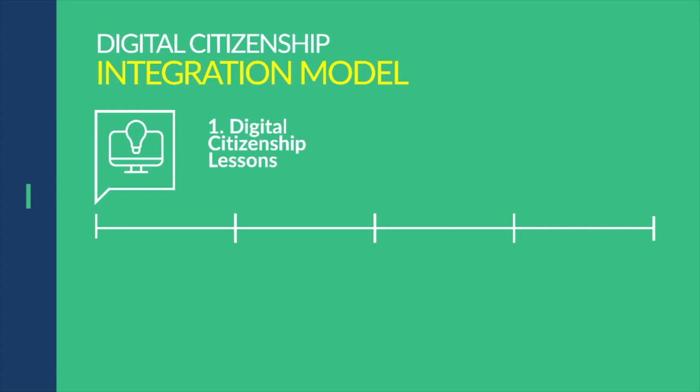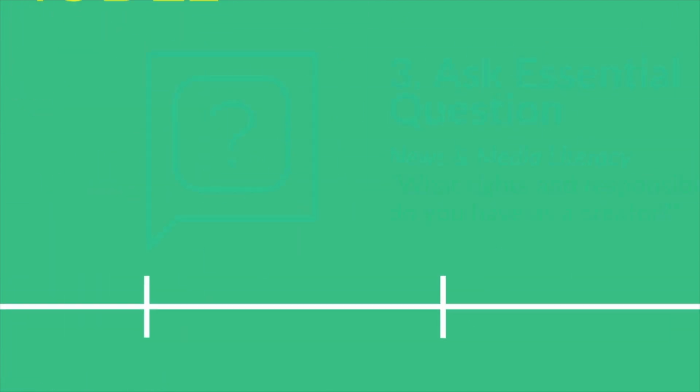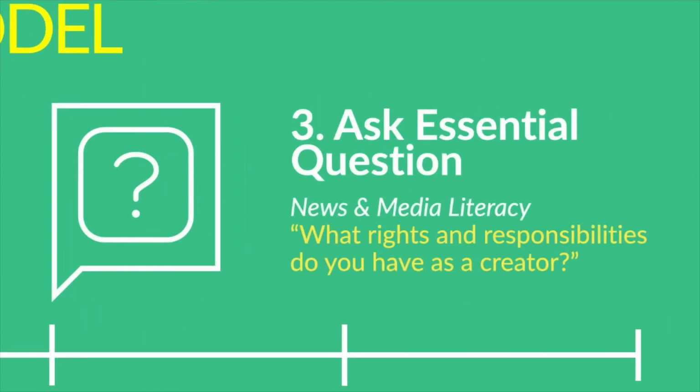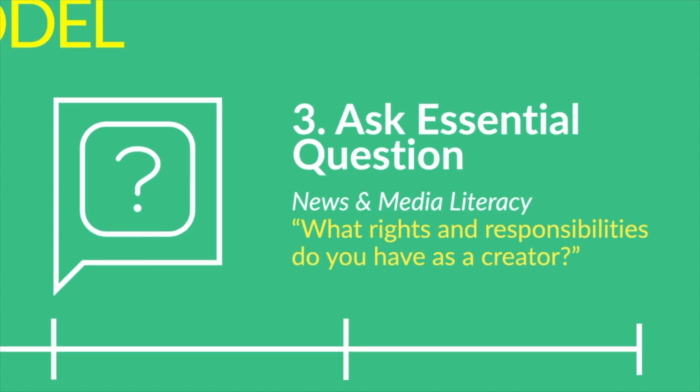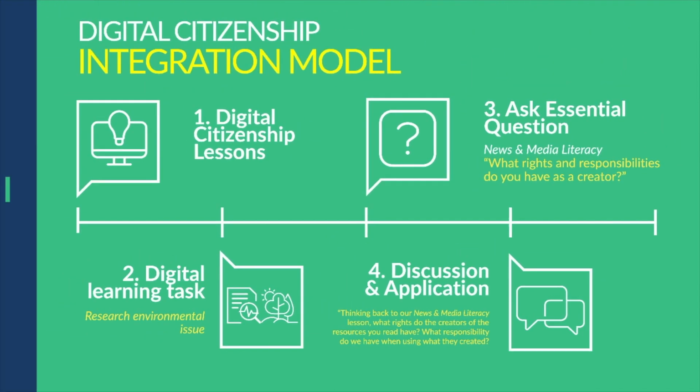So here's another example. Let's say the students need to start looking at some online articles and research about an environmental issue. Before students start their research, the teacher refers to the poster and decides to ask the essential question of the news and media literacy. What rights and responsibilities do you have as a creator? This will spark a discussion about what they learned from the lesson, about attribution, intellectual property, plagiarism, and licensing. This discussion will hopefully have them use what they learned in the lesson on how to appropriately give credit to the person they got the information from.